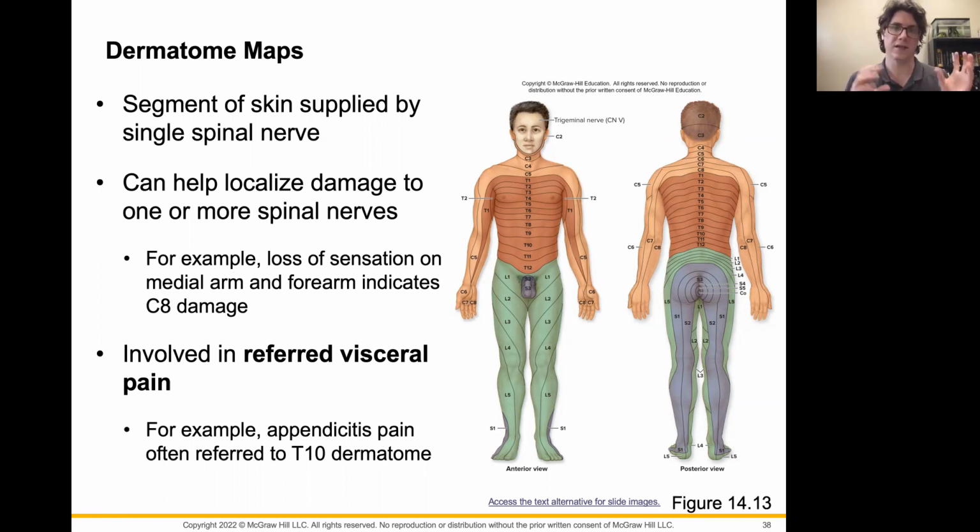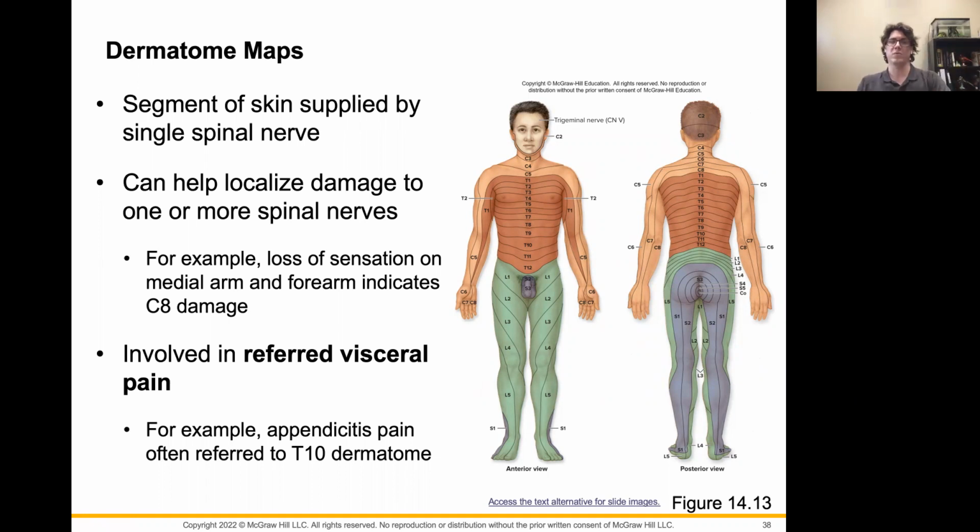What this means is that we can actually use this information to help us localize where damage is occurring. So, the example here, say we lose sensation on our medial arm and forearm, so kind of in our medial forearm here. Well, that means that we likely have some sort of damage to particularly the C8 spinal nerve, which means we can trace that back and see if we can figure out where exactly the problem is. It may not be all the way down here in our forearm. It may actually be much closer up here, much closer to our back. So we can kind of figure that out and trace that back.